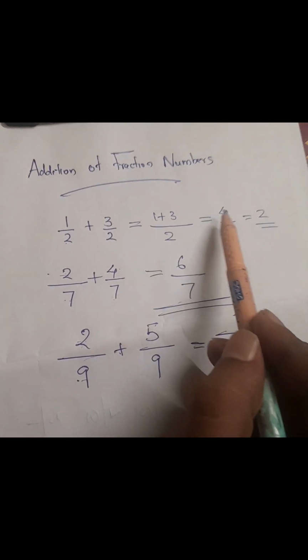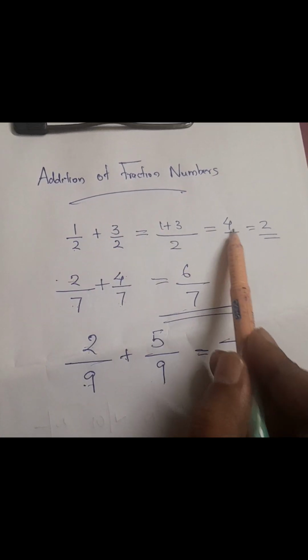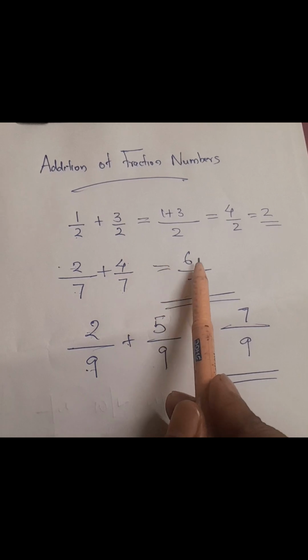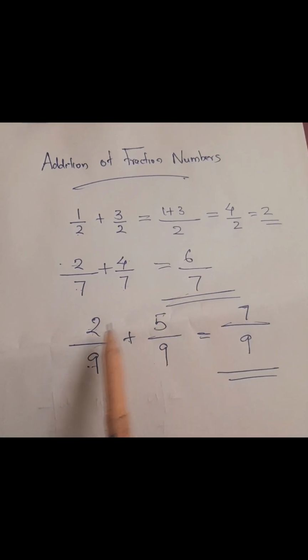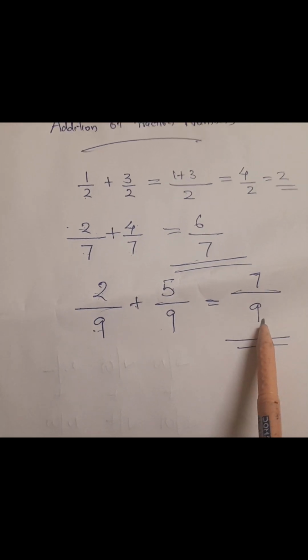Then we get 1 plus 3, 4 by 2. Here 2 plus 4, 6, and put the denominator. Here also 2 plus 5, and put the denominator.